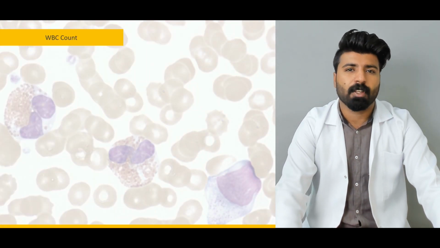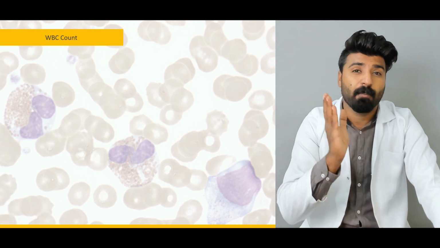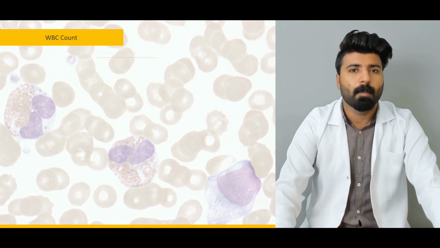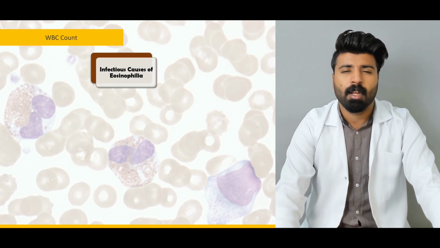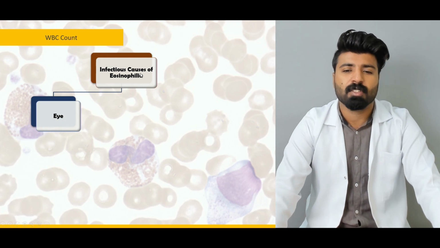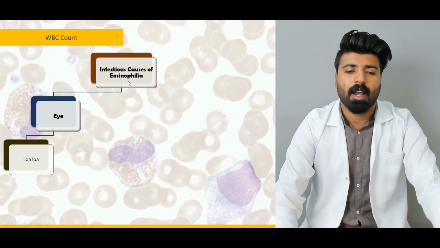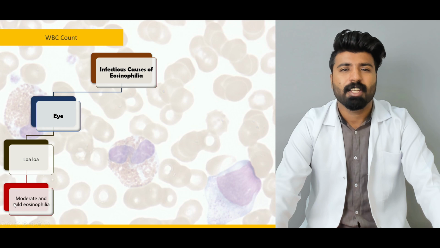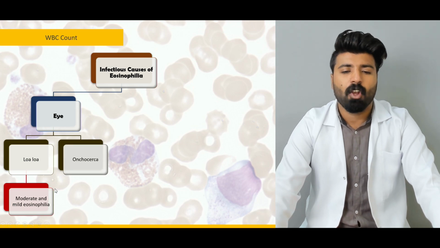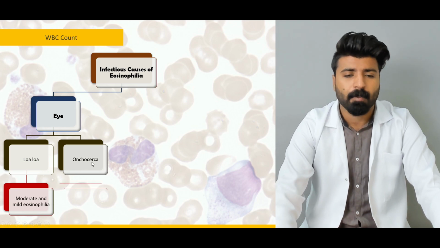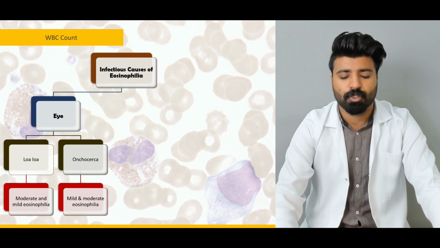Next on, WBC count. We have been talking about eosinophilia. We have been talking about WBC count in our diagnostic testing slide. So WBC count is very important to us in measuring the level of infectivity an organism has inside our body. So infectious causes of eosinophilia are, in the eye, it's going to be Loa loa, which causes moderate to mild eosinophilia. It can be Onchocerca, onchocerciasis, someone pronounce it. They can also cause mild to moderate eosinophilia.